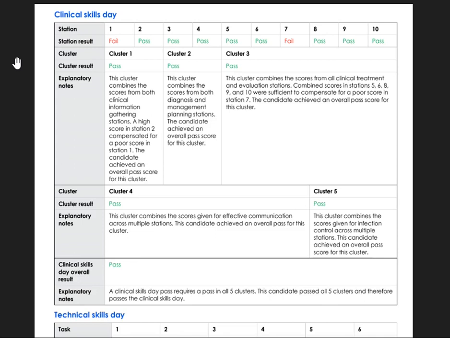Okay. Now this same principle or this same calculation is done for all the other clusters as well. For example, in cluster 2, you have 2 stations. Again, the scores of the 2 stations are added. In cluster 3, you have 6 stations. Again, the scores of the 6 stations are added, and you come up with a total score for the cluster. And if it is above the bare minimum score that the ADC has set to pass that cluster, the candidate will pass it. Otherwise, the candidate will fail it.